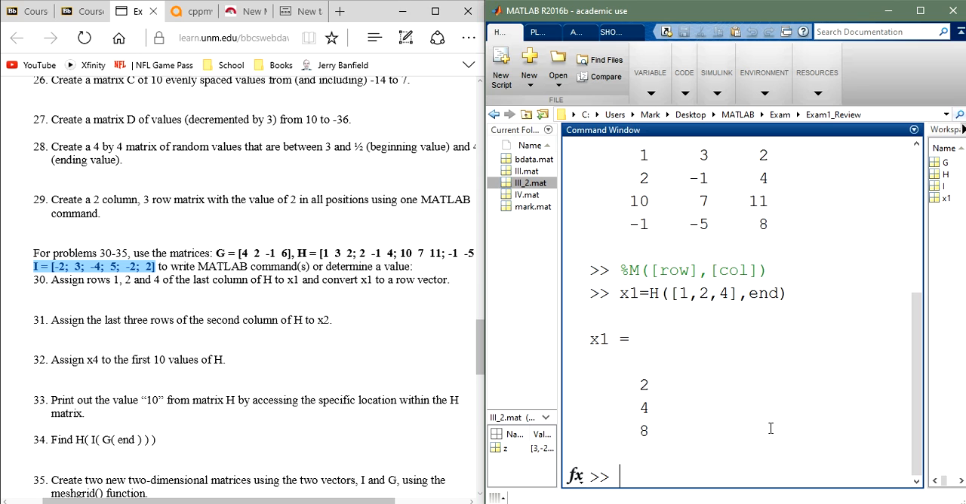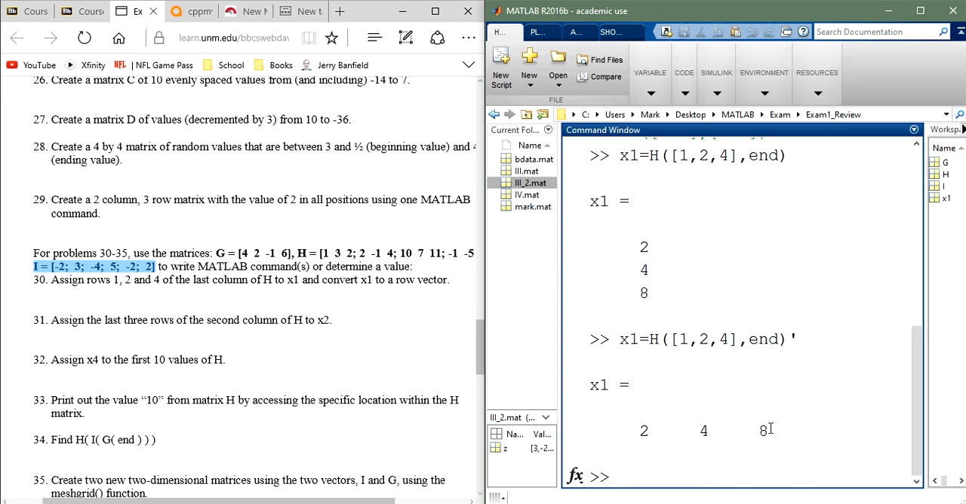Oh, no, it's not it. I'm sorry, I lied to you. Convert x1 to a row vector. So we say x1 is equal to H of 1, 2, 4, comma, end, and then prime it or transpose it to put it into one long row vector. Perfect.